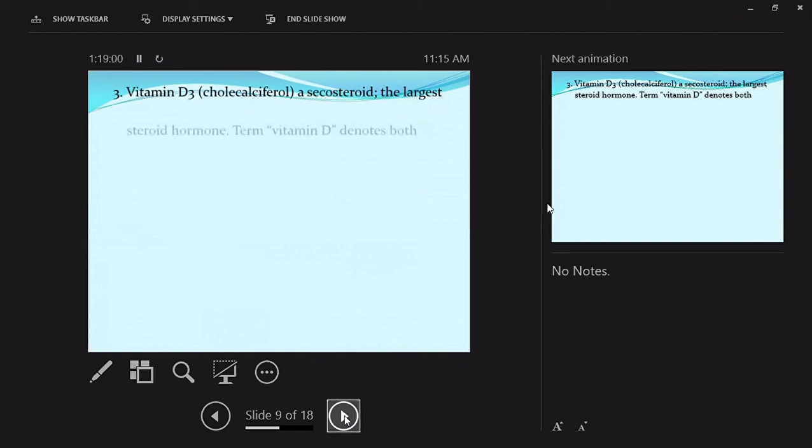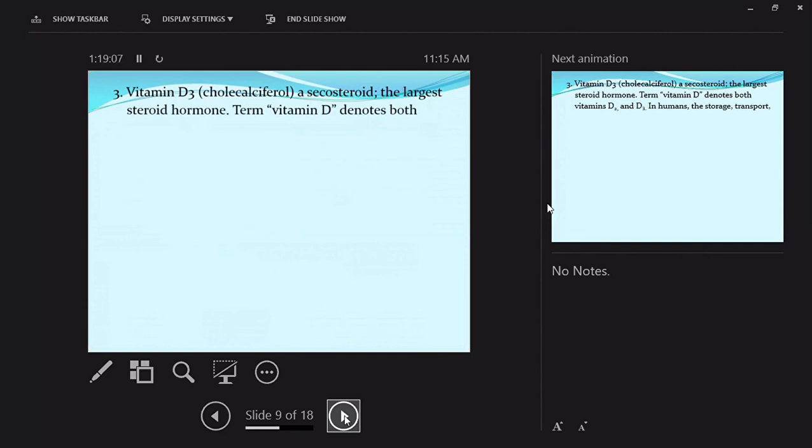Your vitamin D3, cholecalciferol, is a corticosteroid. This is the largest steroid hormone.